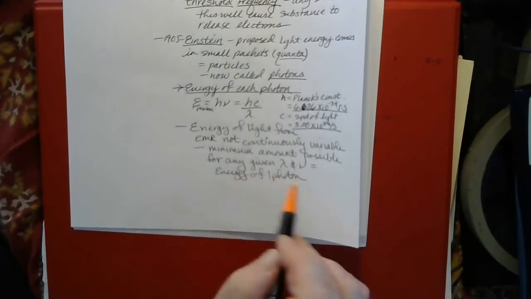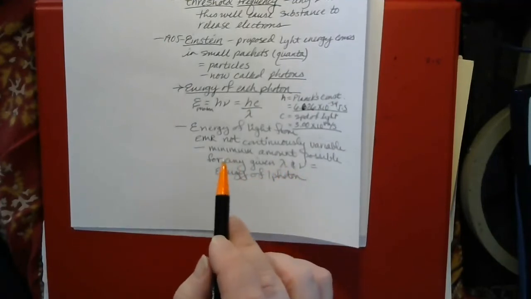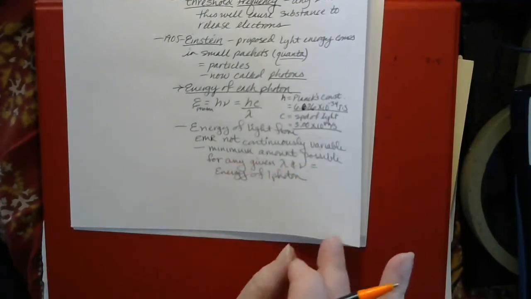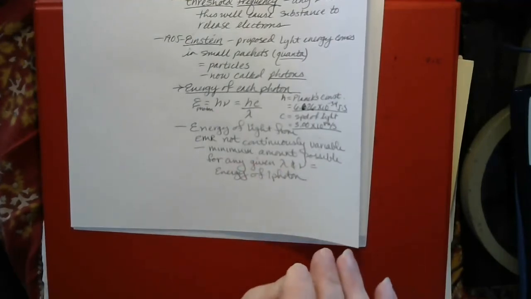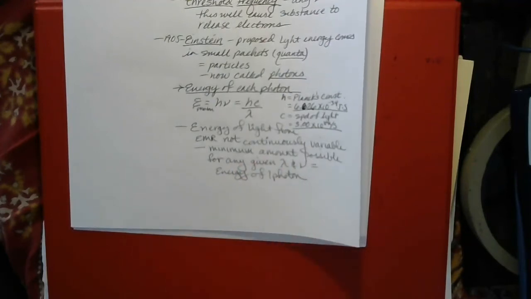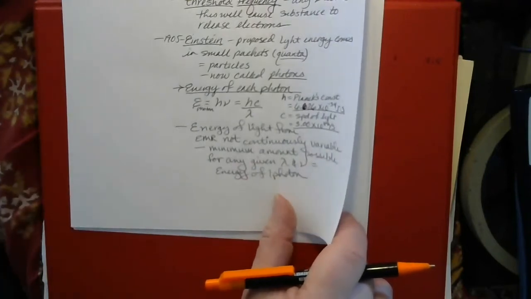And so, in other words, the energy of one photon of light for a given wavelength and frequency is the minimum amount of energy that's possible for that particular wavelength and frequency. You could never have a change in energy for that particular wavelength and frequency that would be smaller than the energy of one photon. So that's what we mean when we say that it's not continuously variable or not infinitely variable.